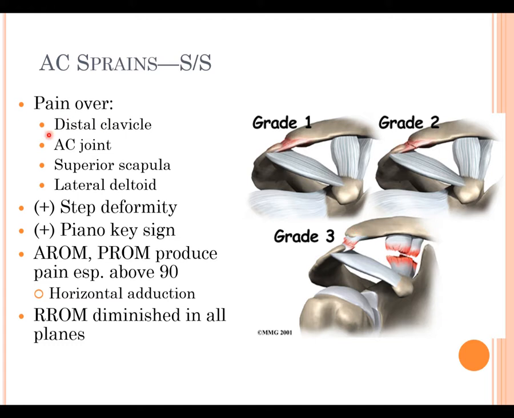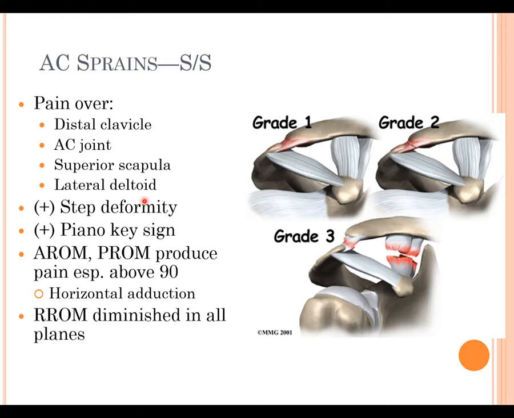When someone has this problem, we're going to obviously have pain over the distal clavicle, so where the structures are, that's going to be a lot of pain. Pain at the AC joint, obviously. We might see some pain around the superior scapula and the lateral deltoid. So it might be important tenderness. It might just be dull, diffuse pain.